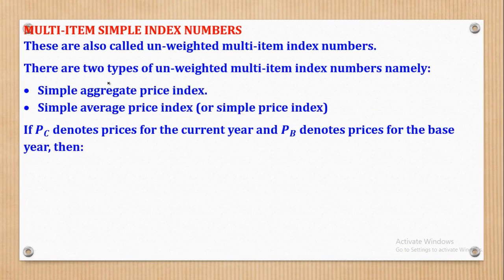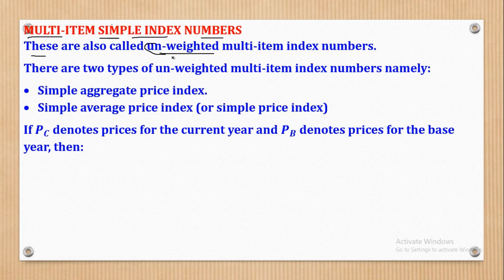Now we shall go to multi-item simple index numbers. Know this word simple, because sometimes they can be weighted. So these are also called unweighted. When it is simple, it means it's unweighted, and the other side of simple is not simple, which means it is weighted. So simple, unweighted, and when it is not simple, it will be weighted. We shall see what that means still in this video.